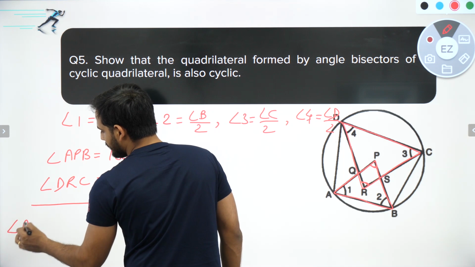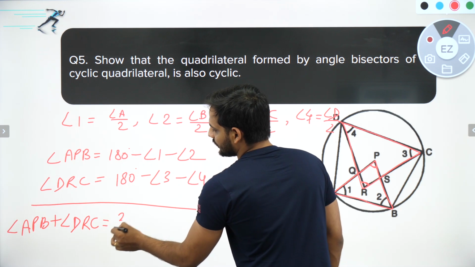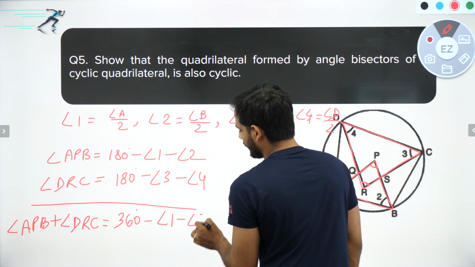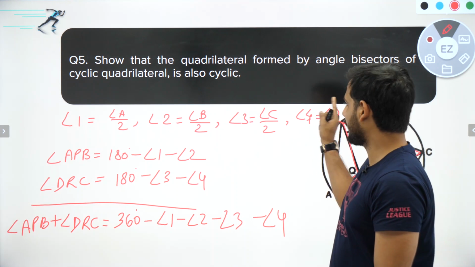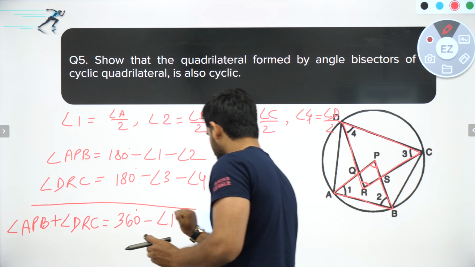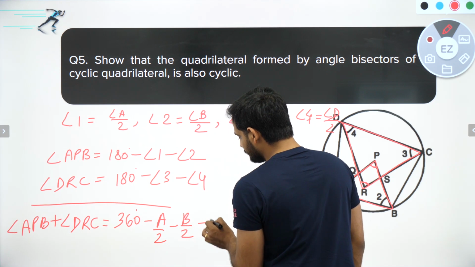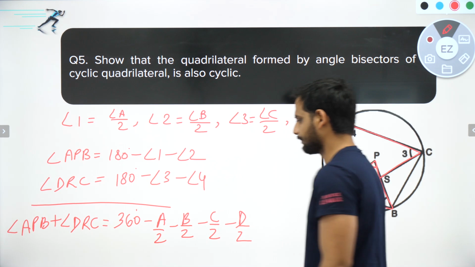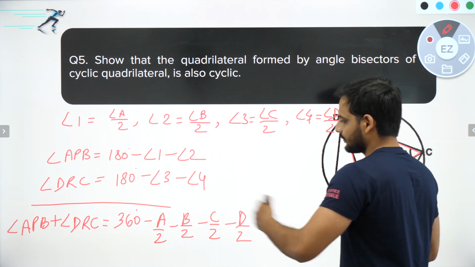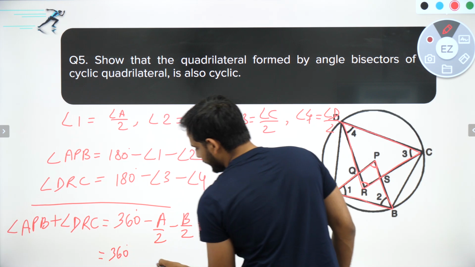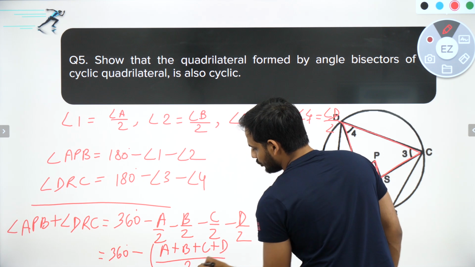So I'll be getting angle APB plus angle DRC is equal to 180 plus 180 is 360, and then we have minus angle 1 minus angle 2 minus angle 3 minus angle 4. Correct? Angle 1, angle 2, angle 3, angle 4 I have told you are A by 2, B by 2, and so on. So let us write that. Now let us take this part common. So you'll be getting 360, and if I take negative common, I will be getting A plus B plus C plus D by 2.